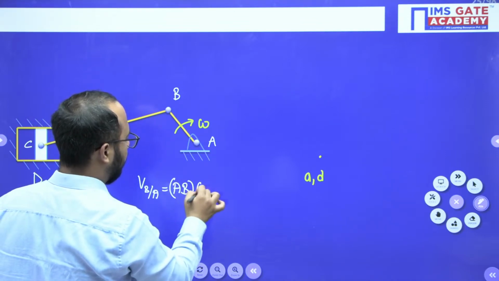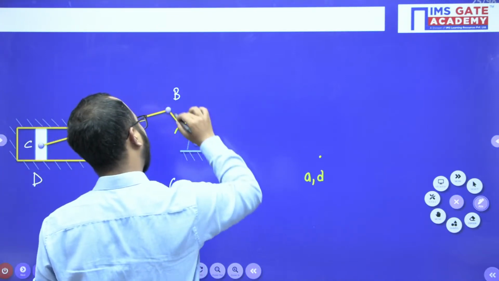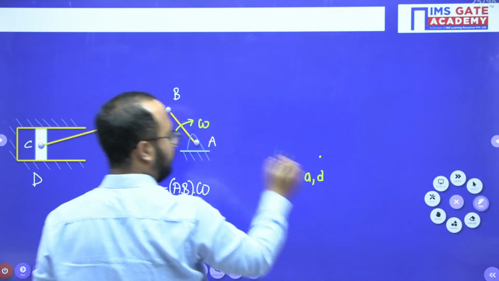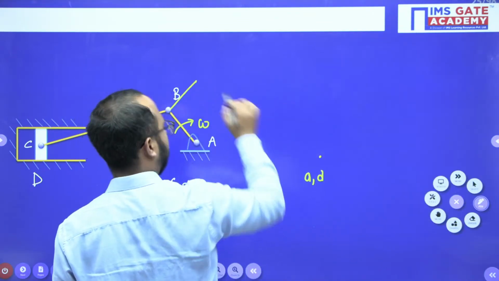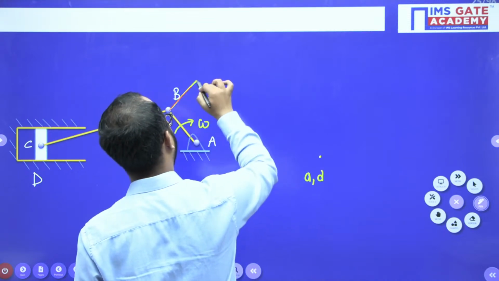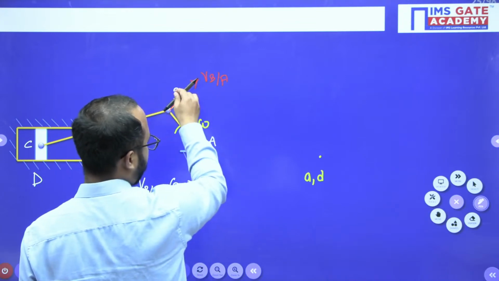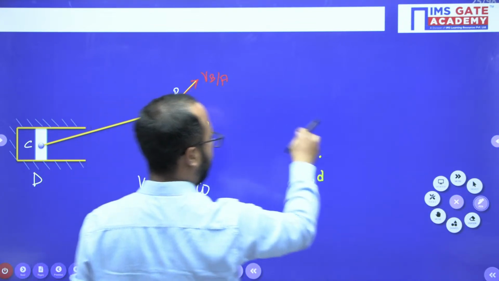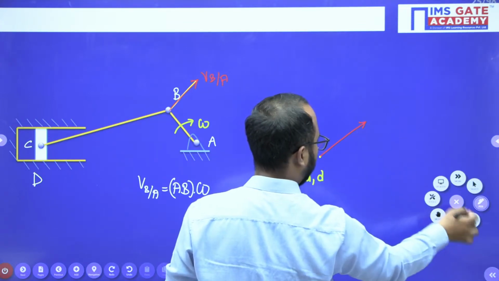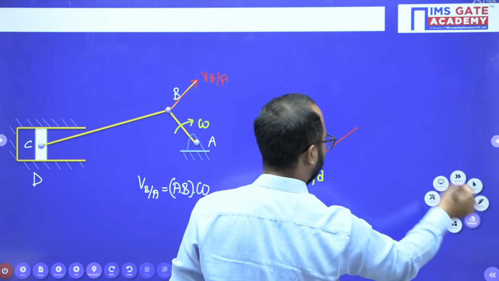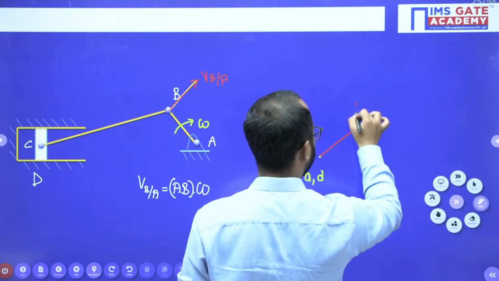AB into omega, like this it will be there. So perpendicular to link AB, you have to draw the velocity vector. Okay, I will use red color here. Okay, I will make it right here like this. Velocity of B with respect to A. So same magnitude and direction you have to draw here. Okay. So let's suppose this is the point B you are having.